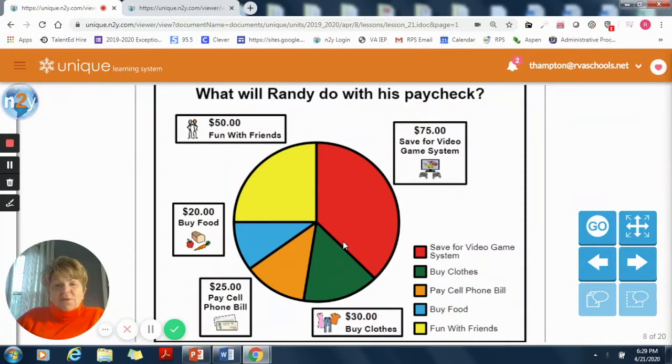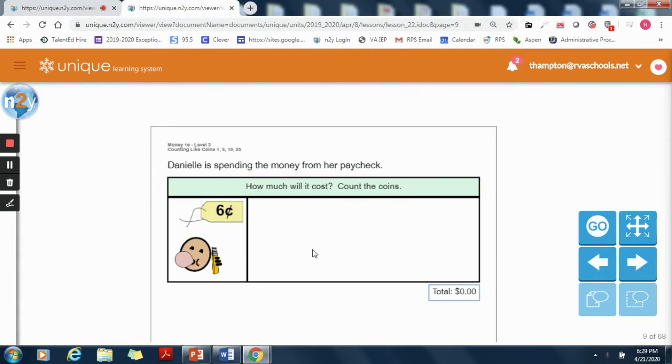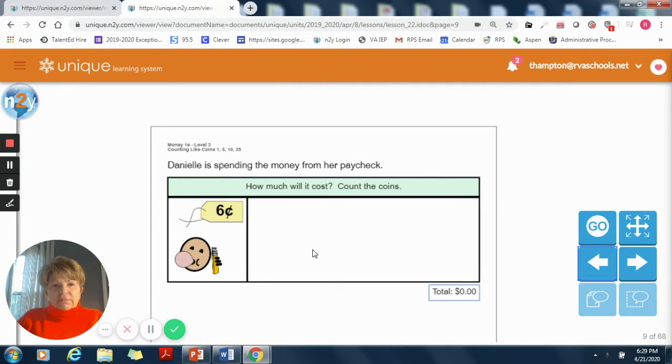I'm Mrs. Seja, and we are going to be looking at how do we spend money. We're going to look at this previous lesson of Randy and how we looked at his paycheck and how much money that he spent. And then we're also going to begin to count out money. I want you to kind of hang with me. We're going to start off fairly simple.